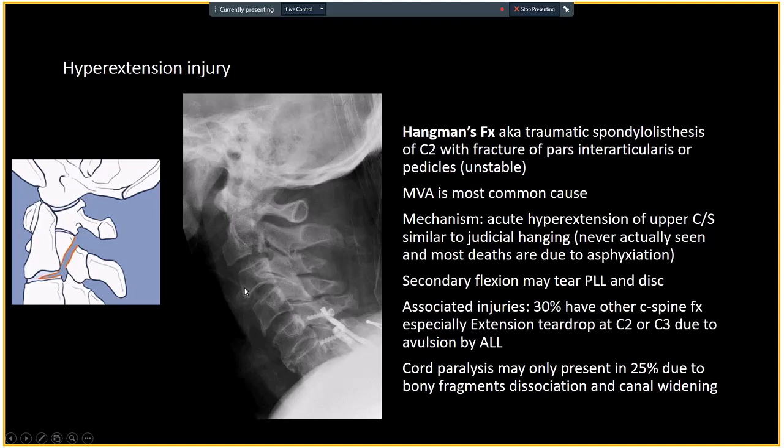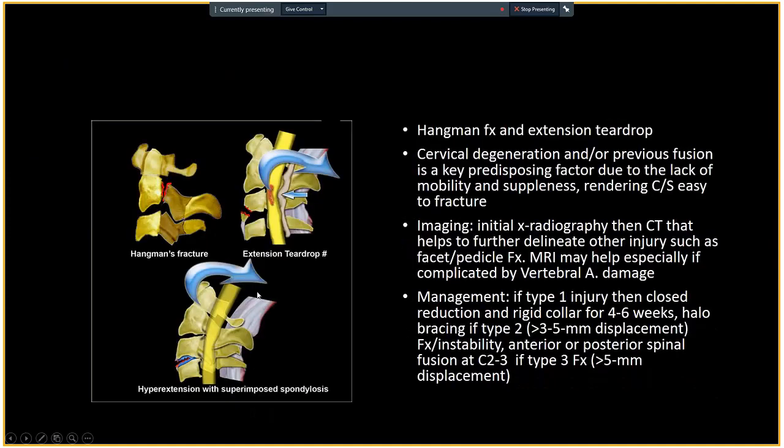Now another thing to remember with this fracture, because of acute hyperextension injury, sometimes there might be an avulsion, something called an extension teardrop, induced by avulsion of the anterior longitudinal ligament, and it can be at C2 or C3 and less frequently at C4, but we don't see it here. However, on the next slide we may be able to observe it in this picture as one of the potential complications. So as you can see, hangman fracture right there. You can also see potential extension teardrop, and due to hyperextension the cord occasionally can be squeezed, especially if the person has some degenerative changes like it shows here.